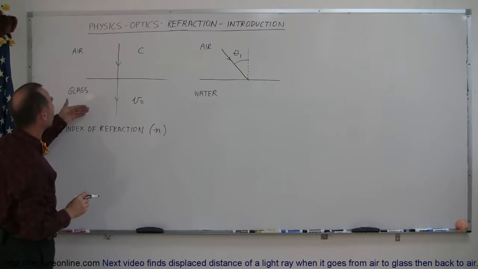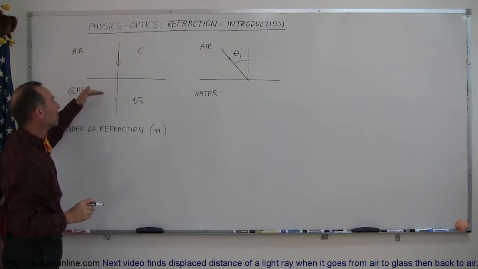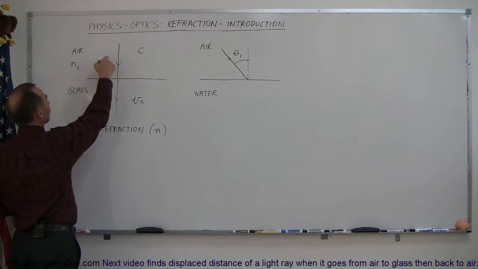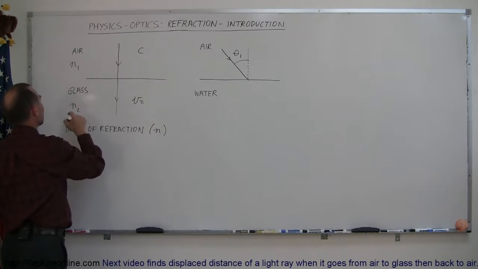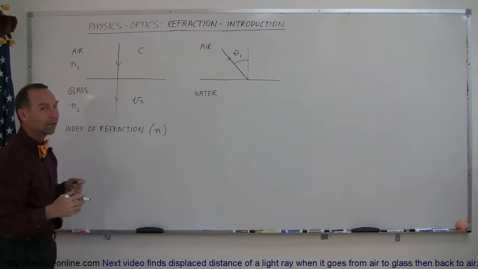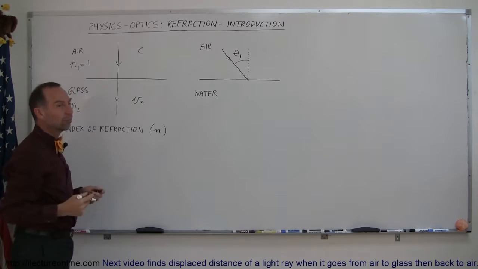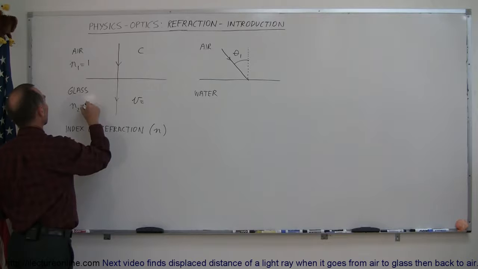And since I like to denote when a ray travels from one medium to another as going from medium 1 to medium 2, I'll call this n1 the index of refraction of the first medium, meaning air, and n2 is going to be the index of refraction of glass. Now for air, the index of refraction happens to be 1, and for any other substance it tends to be more than 1. So for glass it's typically maybe like a 1.5 or 1.6, so let's call it 1.6.